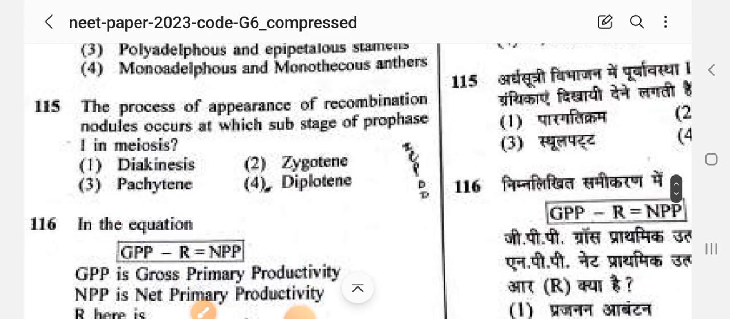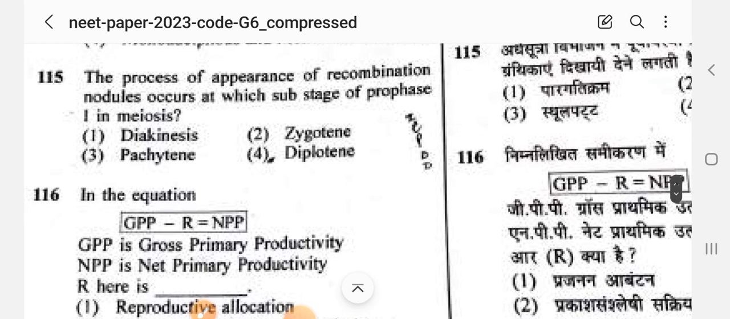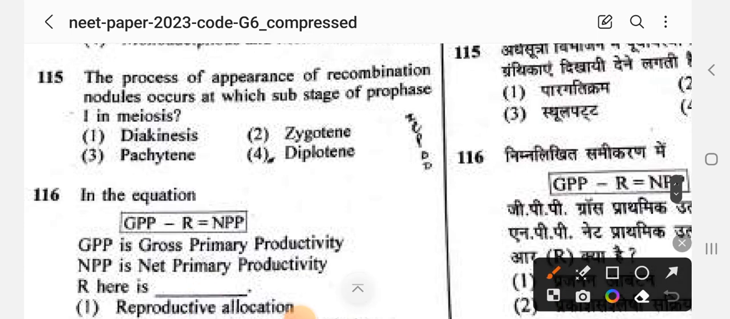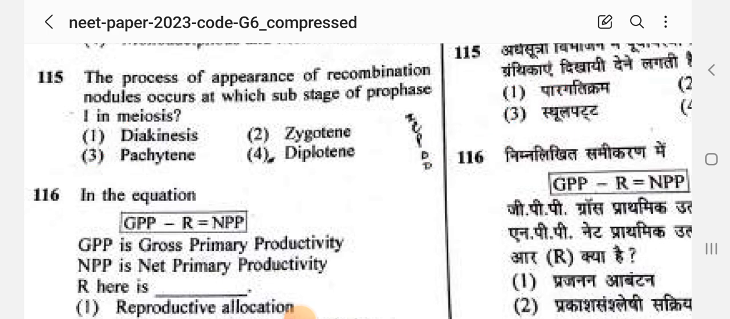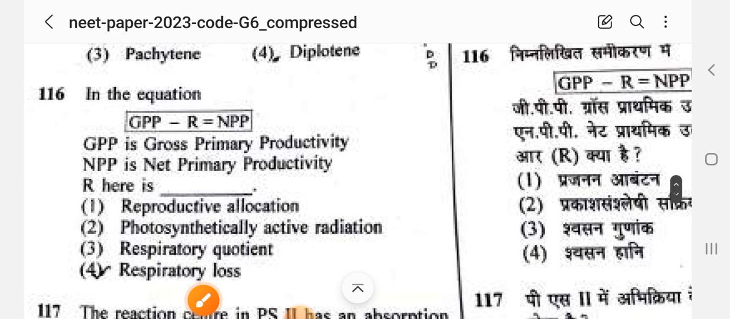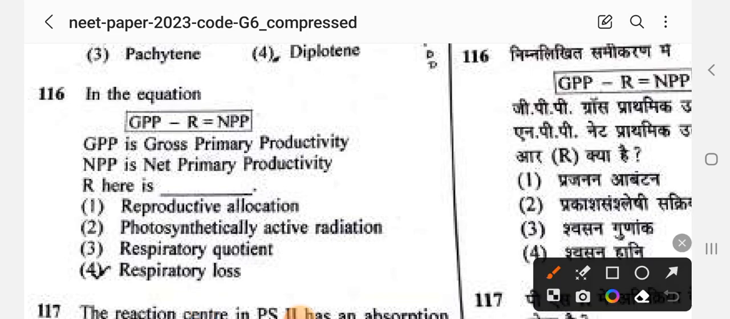So the next question is the process of appearance of recombination nodules occurs at which substage of prophase 1 in meiosis? Recombination means crossing over. That is pachytene. So in the equation GPP minus R is equal to NPP, R is respiration loss.